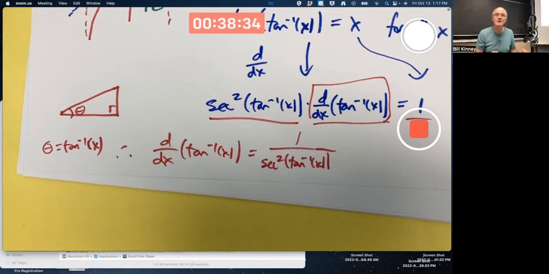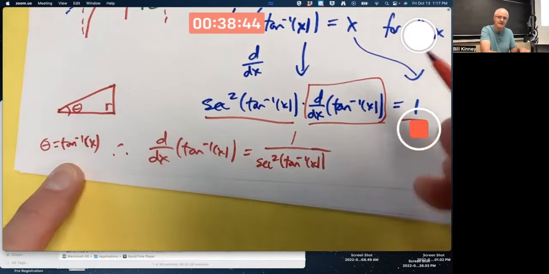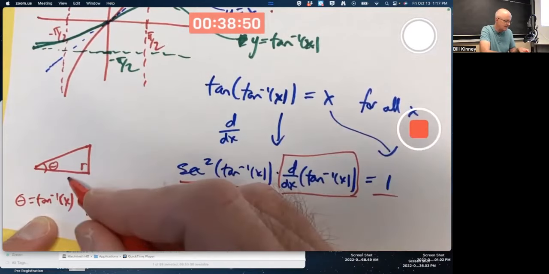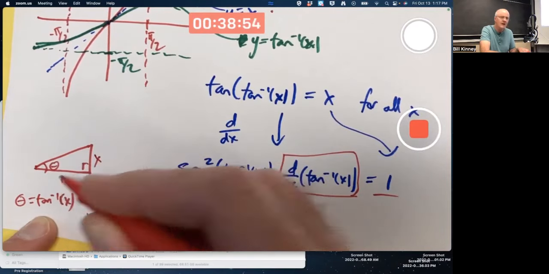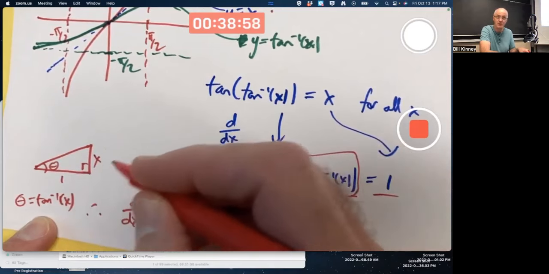Now use SOHCAHTOA. TOA. Tangent of this angle is opposite over adjacent. This side over this side. But wait a minute, tangent of this angle is x. That's this equation. So opposite over adjacent has got to be x. So maybe this should be x and this should be 1. So that opposite over adjacent is x over 1, which is x.